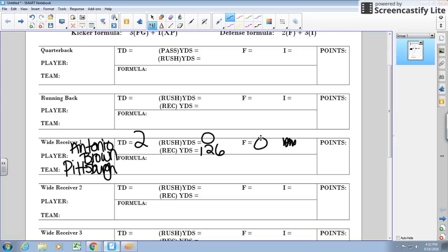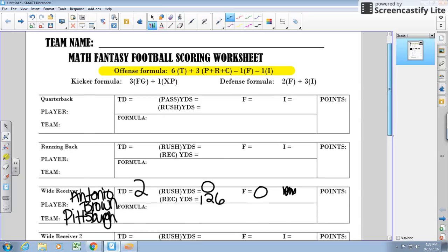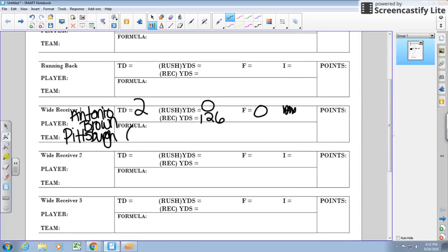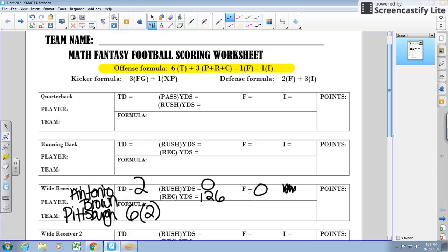Now, the formula I need to use is up at the top of your scoring sheet. It's the offensive formula. That's what I'm going to need to use. So I'm going to follow along. It says 6 times T. T stands for touchdowns. So I have 6 times 2. Now I go back up. It says plus 3 times the quantity of P plus R plus C.